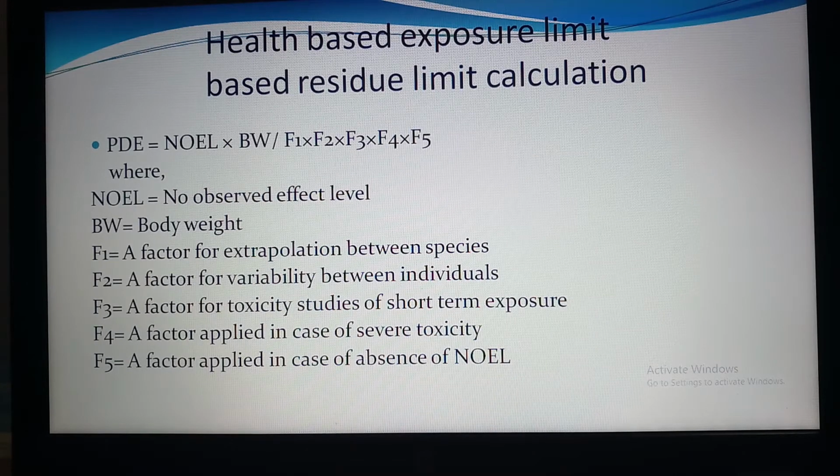For example, F1 factor is considered as 5 for extrapolation from rats to humans. F1 is considered as 2.5 for extrapolation from rabbits to humans. F1 is considered as 3 for extrapolation from monkeys to humans, like this.